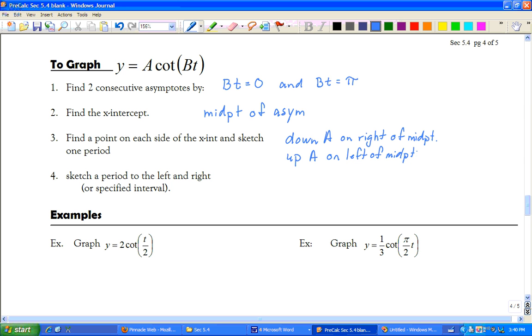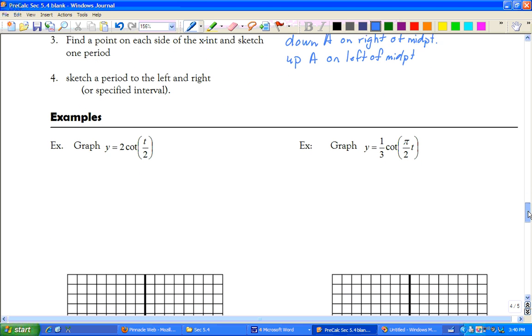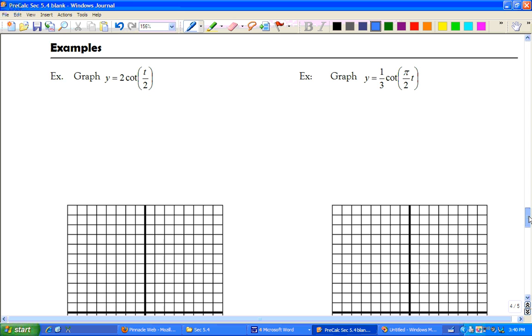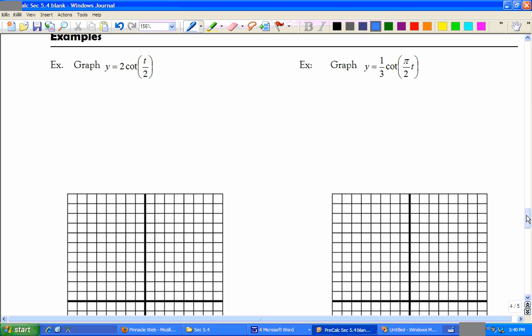And that's going to give us our decreasing graph, which is a cotangent graph. And then if we have space, we're going to put a period on the left and the right, or fill out the specified interval. So let's take a look at our first example. So we have y is equal to 2 times the cotangent of t over 2. So that means our a value is 2 and our b value is 1/2. So let's find our asymptotes.